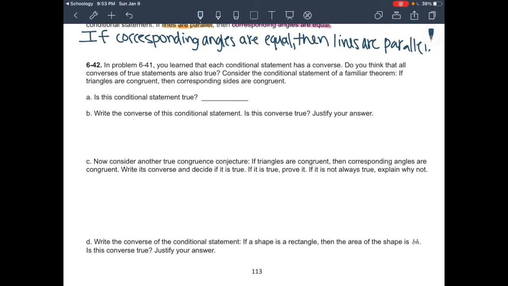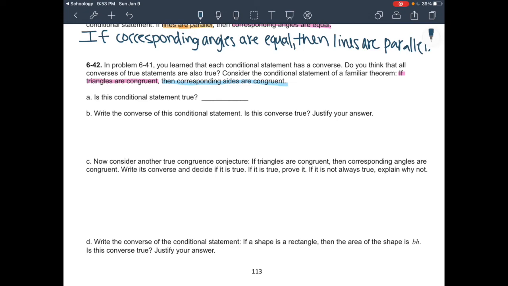So 6.42 says, in problem 6.41, you learn that each conditional statement has a converse. So conditionals are if-then, converse is switching where the if-then information is. Do you think that all converses of true statements are also true? Consider the conditional statement of a familiar theorem. So it's saying if triangles are congruent, then corresponding sides are congruent. So we're going to think about, is this statement true?